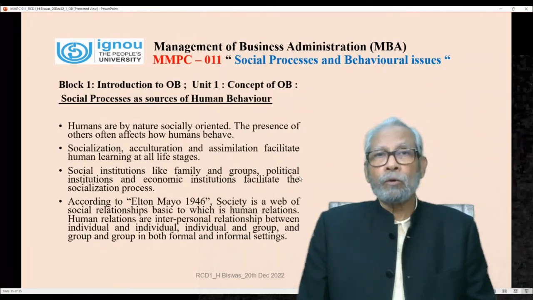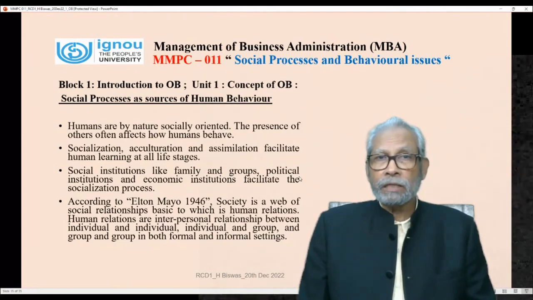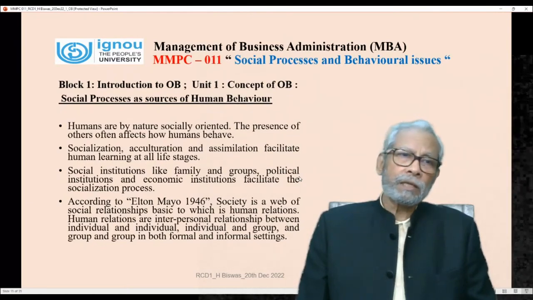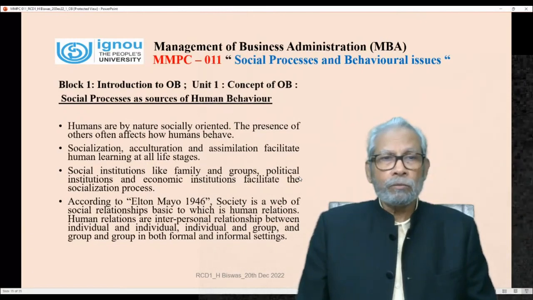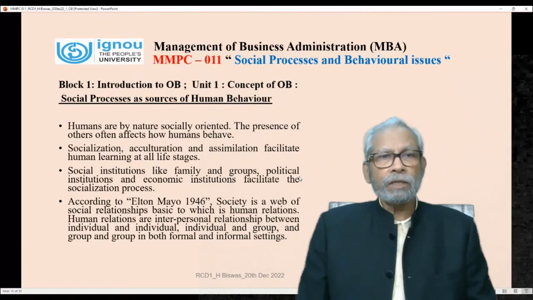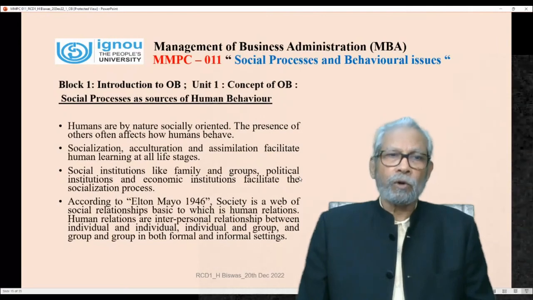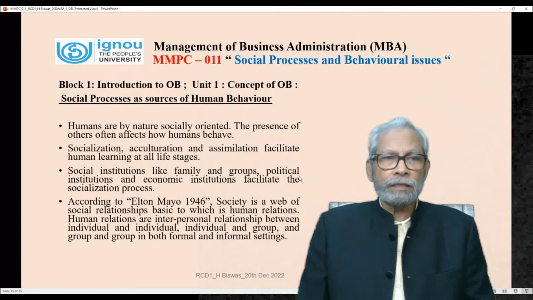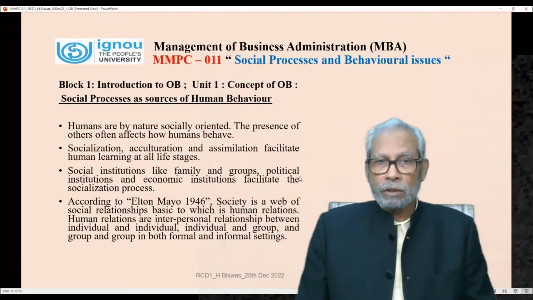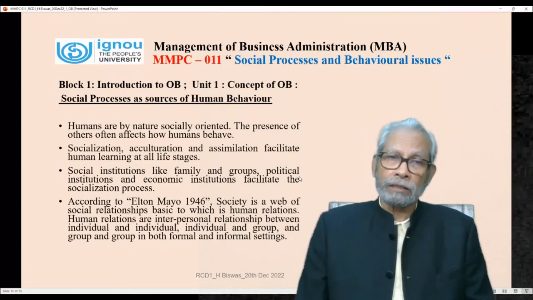Culturalization is also required. You have to know each other's cultures and respond accordingly. Then you have to sum up the things, and as much as possible involve yourself with them. So basically this is learning at different stages of life. We have to phase out the time, and we have to learn throughout our life stages. Social institutions like family and groups, political institutions, and economic institutions facilitate the socialization process. These are all institutions, from the family and from the group. We have learned the things, we have gained the systems, and accordingly we have to act with others also. So these are all social institutions.